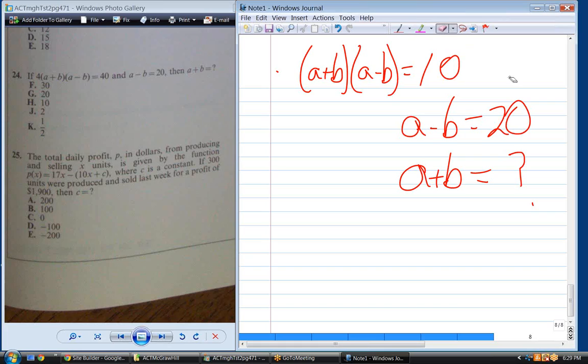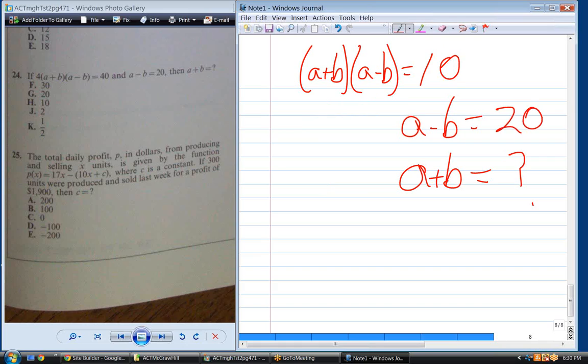if I didn't know what A minus B was, I could not solve this. I have one quantity times another quantity equals 10. I can't solve that. If it was equal to 0, that's one thing. I could solve that. I'd set that equal to 0 or that equal to 0. But when it's equal to a number, you can't solve it. Unless they tell you what one of the quantities is. And they told us that one of the quantities was 20.